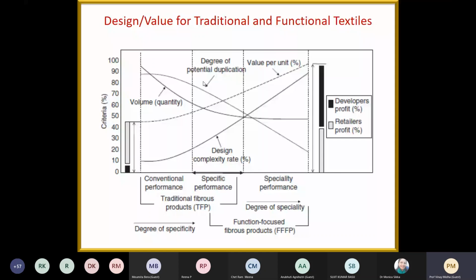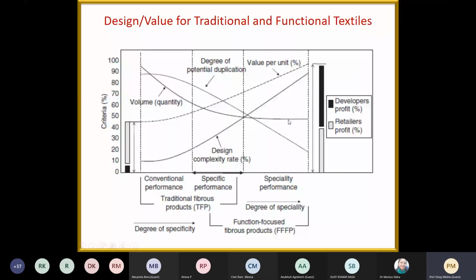And similarly, the volume will also go down. The volume for these conventional products is significantly large, which decreases for the specific performance products, and finally for the specialty performance product it is lower.